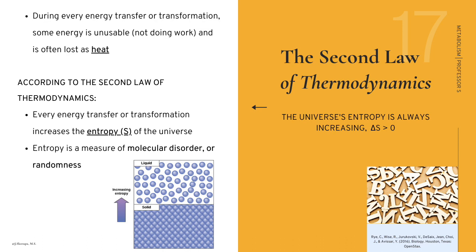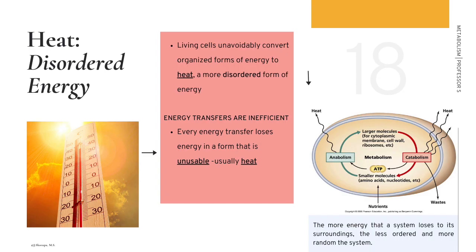We are going to focus on this law of thermodynamics and the concept of entropy a little bit more because it's important in understanding energy and metabolism. To reiterate, every energy transfer loses energy in a form that's unusable, and usually that is as heat. Living cells unavoidably convert organized forms of energy into heat, which is a more disordered form of energy. In other words, energy transfers are very inefficient.